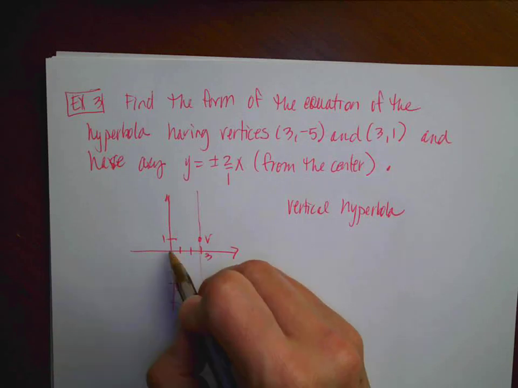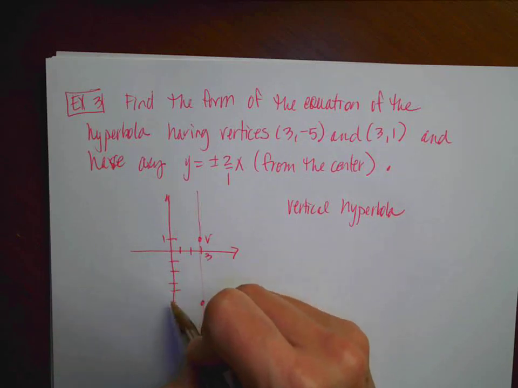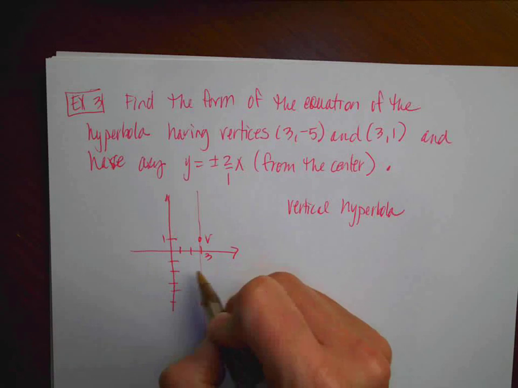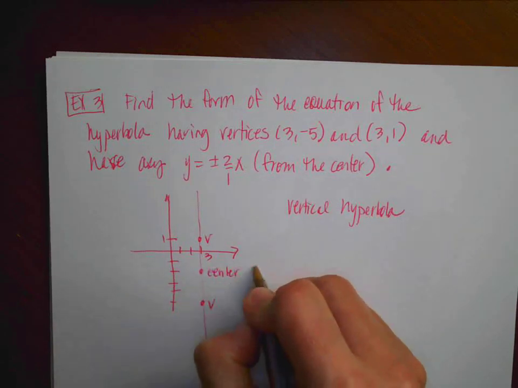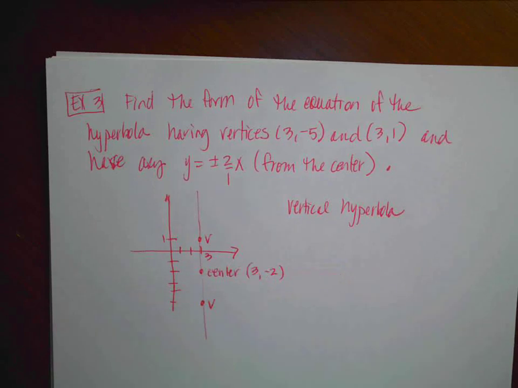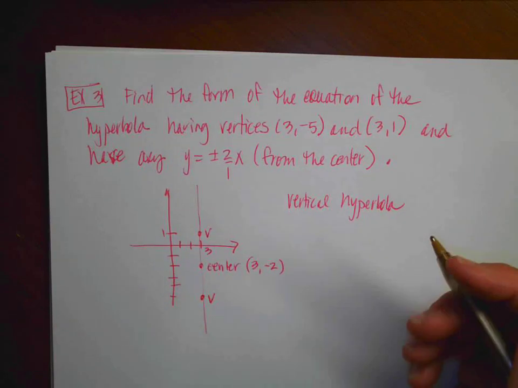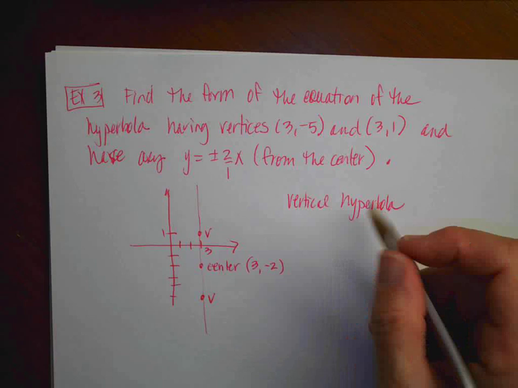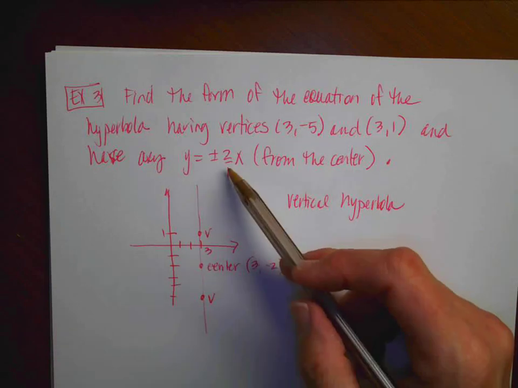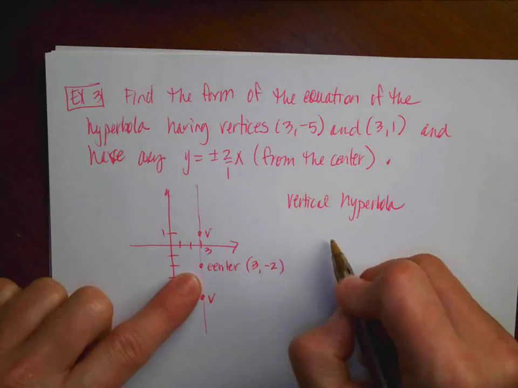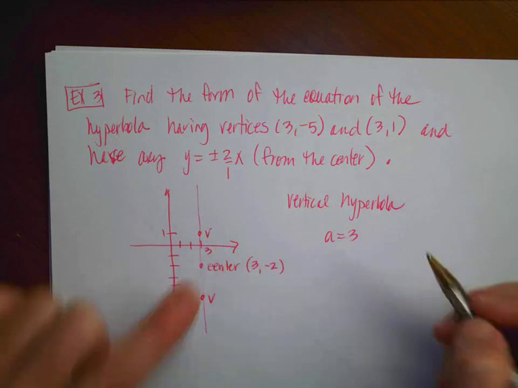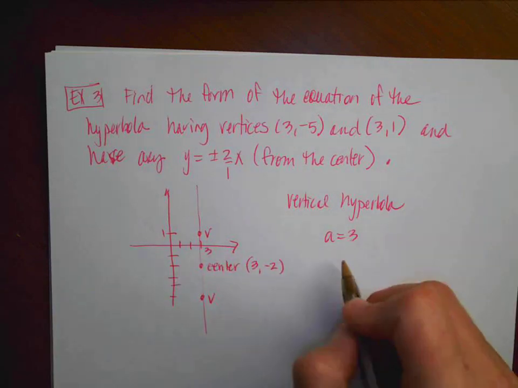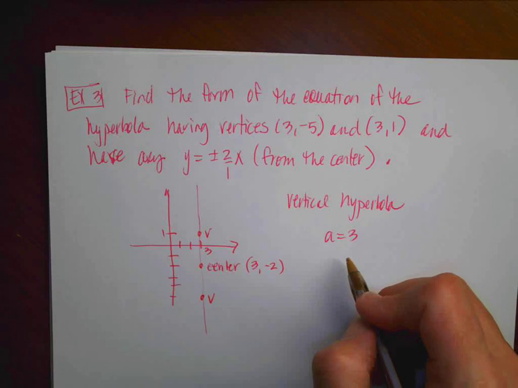Sometimes brain and mouth don't work at the same speed. My center is going to be halfway in between, so this is 1, 2, 3, 4, 5, 6, so 1, 2, 3. So my center is going to be at 3, negative 2, okay? So pretty easy so far. Since it is a vertical hyperbola, I know that my a is going to be 3. That's the distance from the center to the vertex.